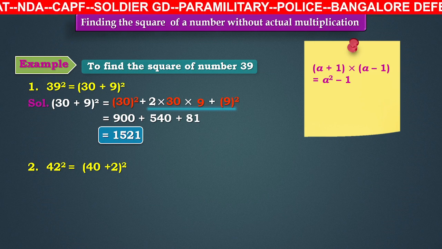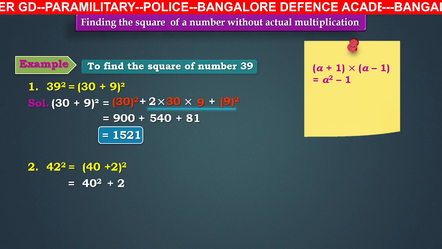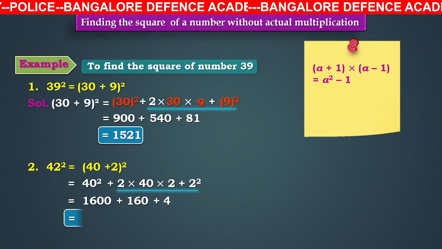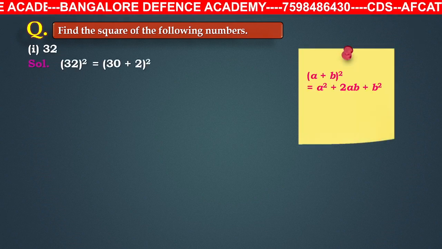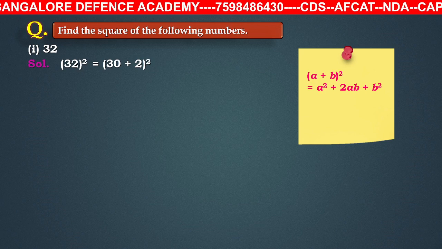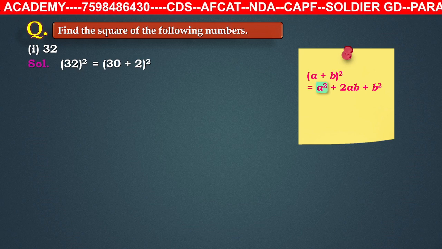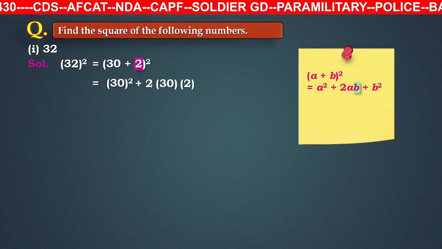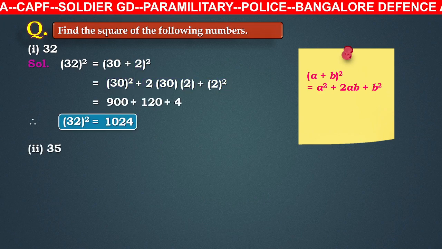Let us try to solve one more question, 42 square. So 40 plus 2 gives me 42. Here a is 40 and b is 2. So use the formula a square plus 2ab plus b square. When you solve this, you get 1764. Okay, this is the formula which I was talking about: a plus b the whole square, a square plus 2ab plus b square. So you can solve this question now. 32 can be written as 30 plus 2, that is 30 square plus 2 into 30 into 2 plus 2 square. When you solve this, you get the answer 1024.